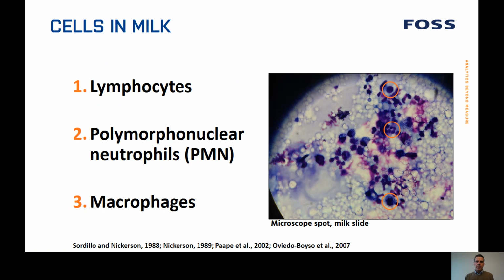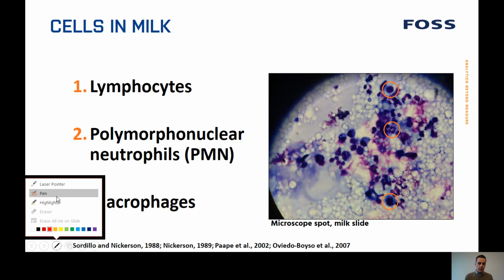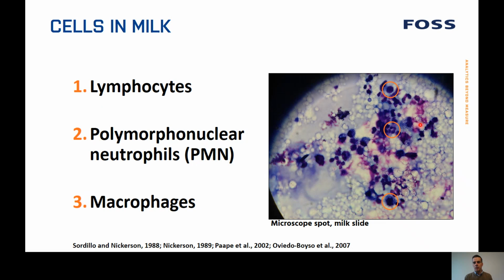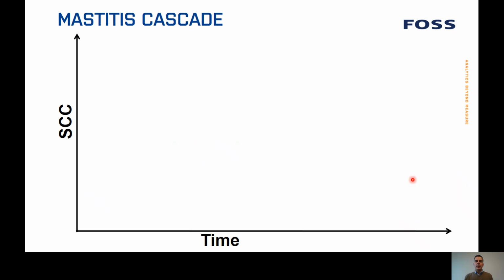What exactly does that mean? Well, there are different types of cells in milk. The majority of cells in milk consists of lymphocytes, polymorphonuclear neutrophils, and macrophages. If we investigate them under a microscope, we would be able to distinguish between them because of different morphologies. But besides different names, different morphologies, they also have different functions in milk, which I would like to explain here.